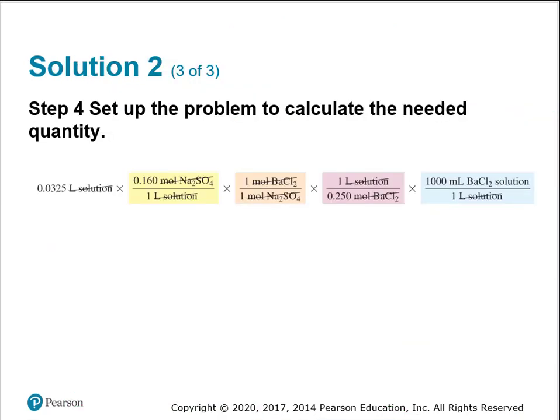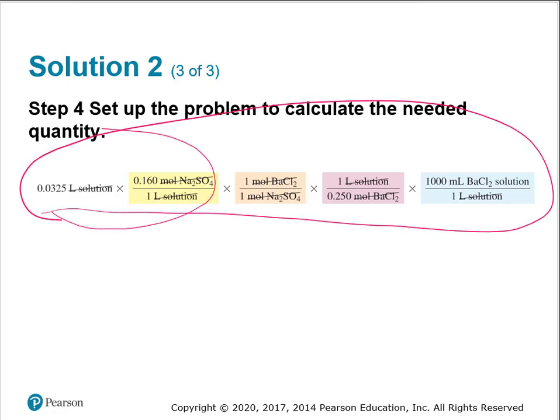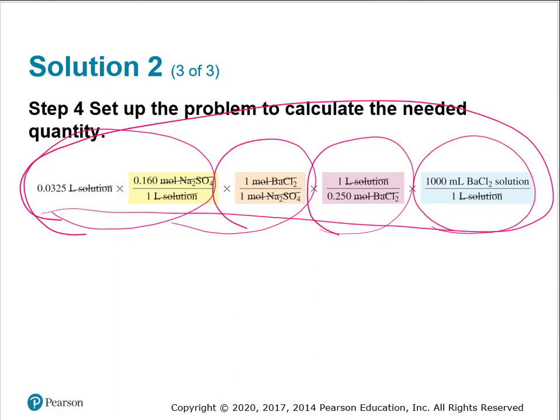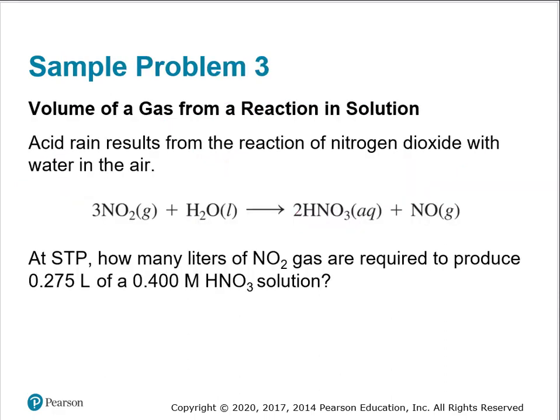And this is it set up all in one piece, but we did it piece by piece. We did this first, and then we did our mole to mole ratio, and then we did times the concentration when we flip-flopped that conversion factor, and then we multiplied it by 1,000. And again, it should be 20.8 milliliters of barium chloride. Let's look at another sample problem.